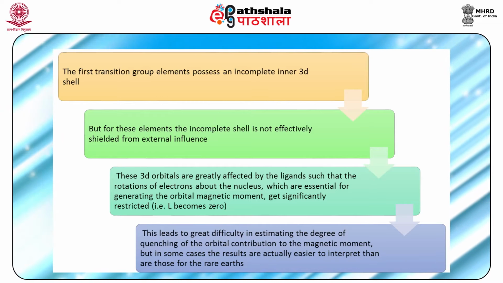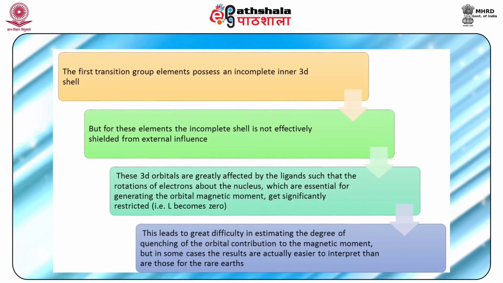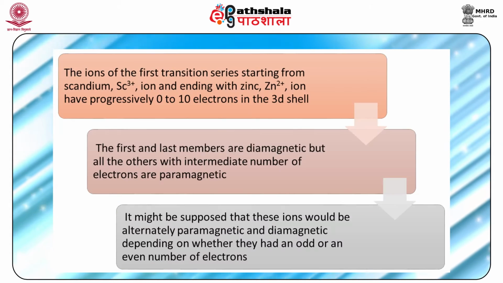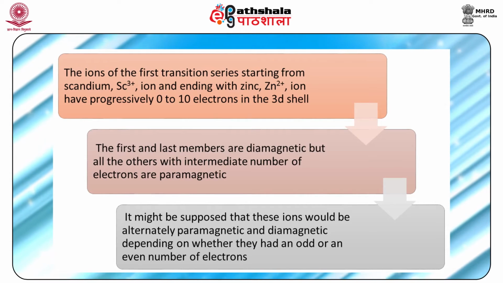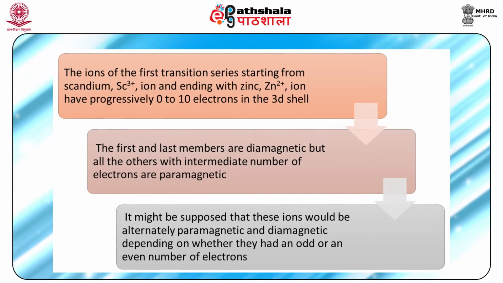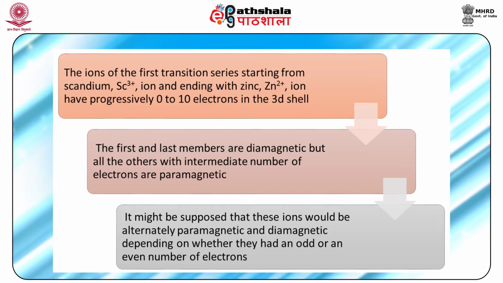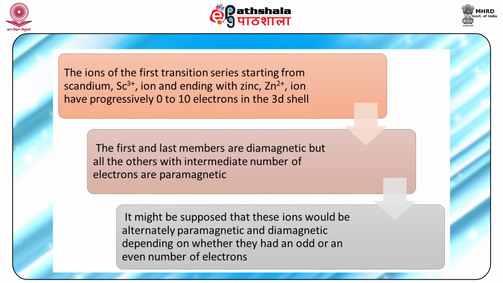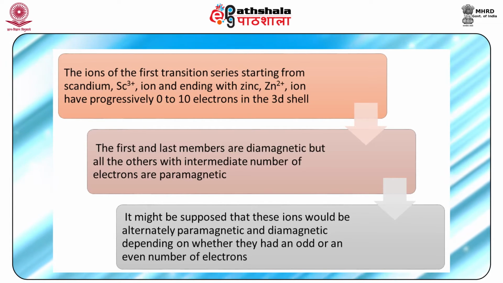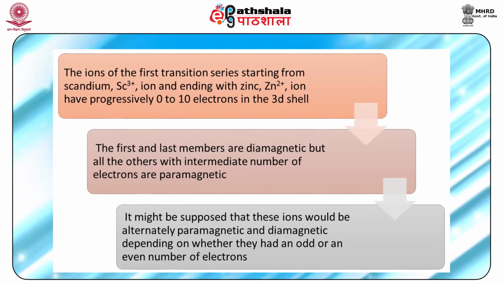But in some cases, the results are actually easier to interpret than are those for the rare earths. The ions of the first transition series, starting from scandium 3+ ion and ending with zinc 2+ ion, have progressively 0 to 10 electrons in the 3d shell. The first and the last member are diamagnetic, but all the others with an intermediate number of electrons are paramagnetic.